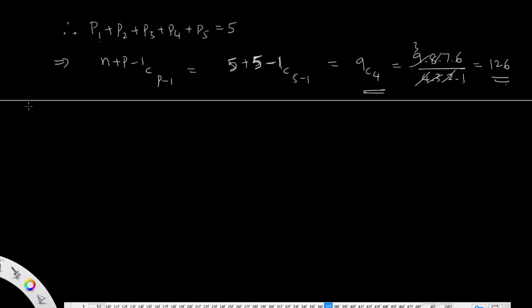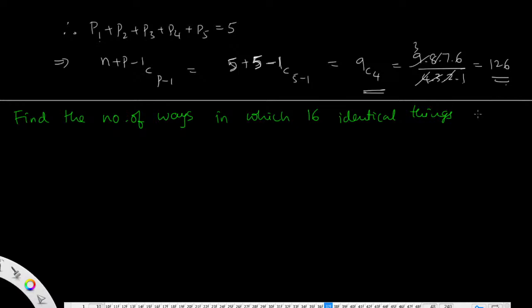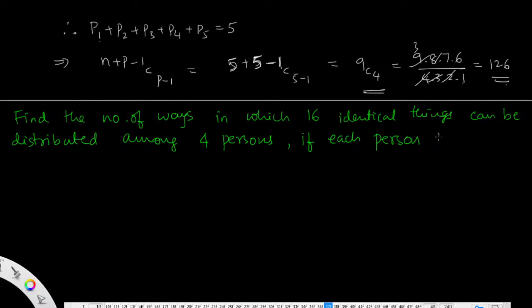Find the number of ways in which 16 identical things can be distributed among 4 persons if each person gets at least 3 things. Same similar type of model question.